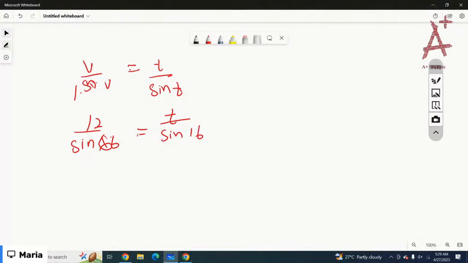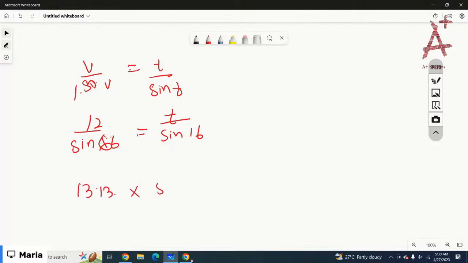Okay, let's just calculate 12 divided by sine 66. So sine 66 equals 0.9135. 12 divided by 0.9135 would be 13.13.